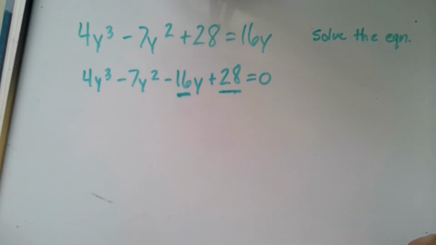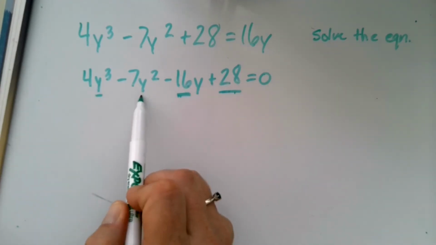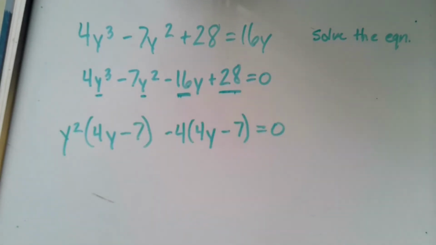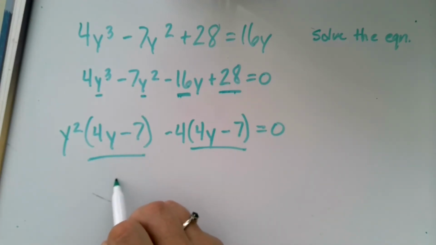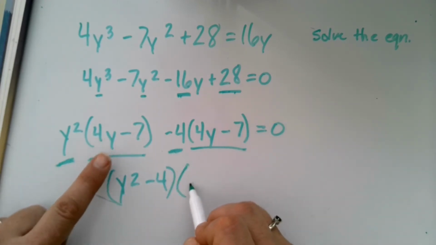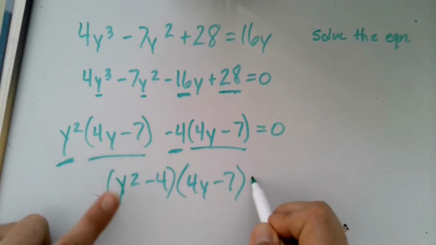So let's factor that 4 out. And out of this one, let's factor out our y squared. So we're going to end up with y squared times 4y minus 7. And then if we factor out a negative 4 here, we're going to end up with our 4y minus 7. So we used structure to find those 2 factors that were the same. And when we rewrite it with the distributive property, we're going to have y squared minus 4, which is right there, times this quantity that was repeated, 4y minus 7 equals 0.